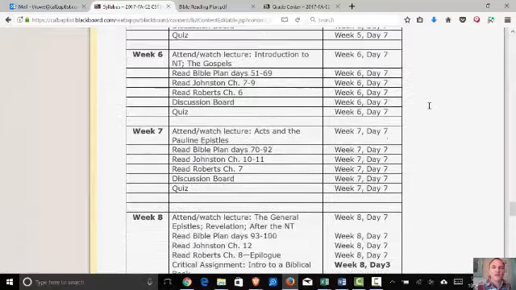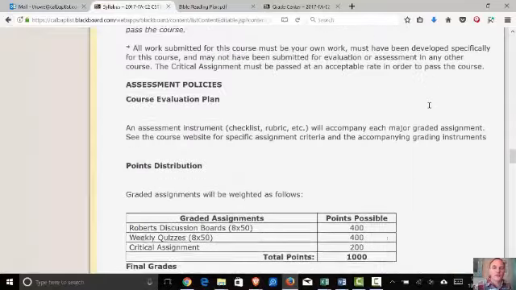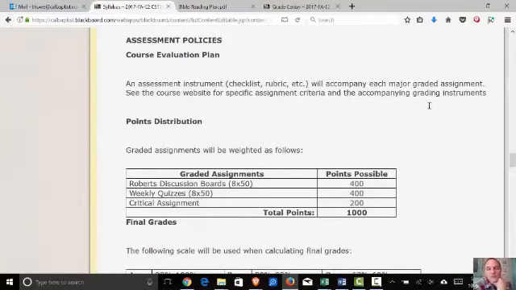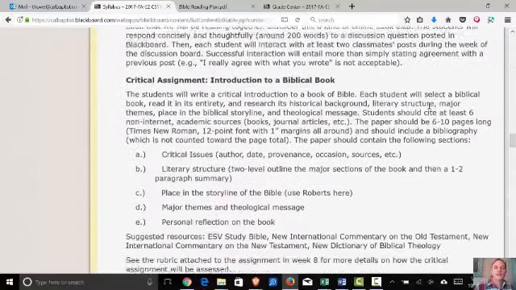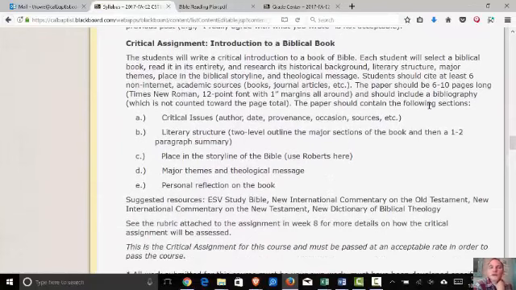Let's talk more briefly about your critical assignment. So you saw earlier you have 3 graded assignments. You're reading discussion boards, you're reading quizzes, and the quizzes also include your PowerPoint, so be sure to watch those each week. But also a critical assignment. And that critical assignment is going to count for 20% of your total grade. That is an introduction to a biblical book.